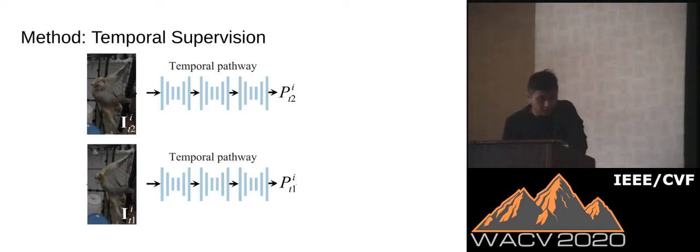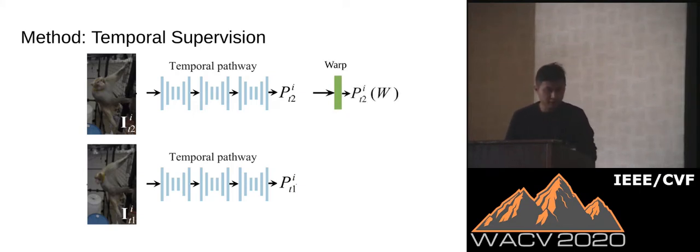So in temporal supervision, we just pass two consecutive frames into the temporal pathway and get their detections. While the detection of frame 2 can be warped with the optical flow to supervise the detection of frame 1.